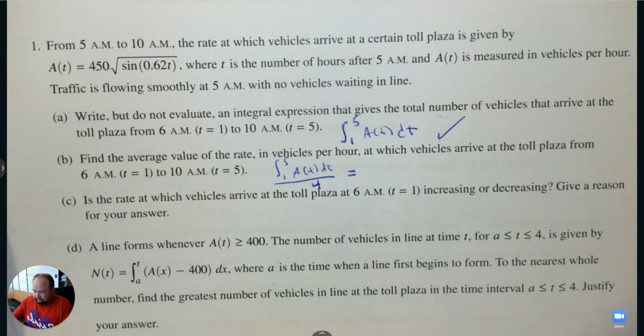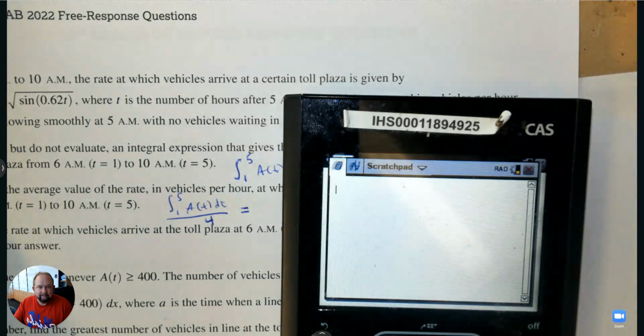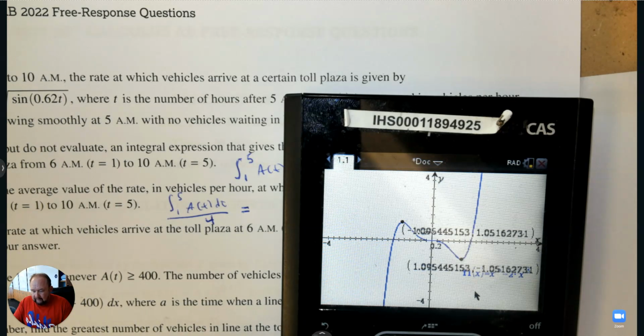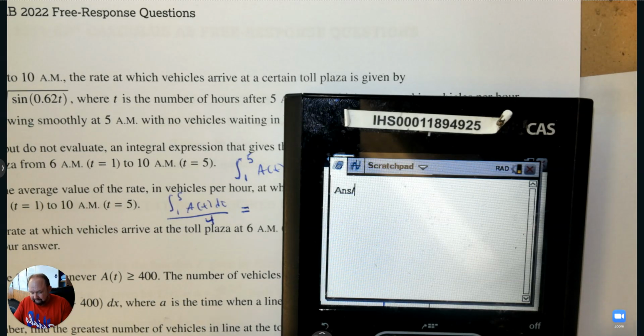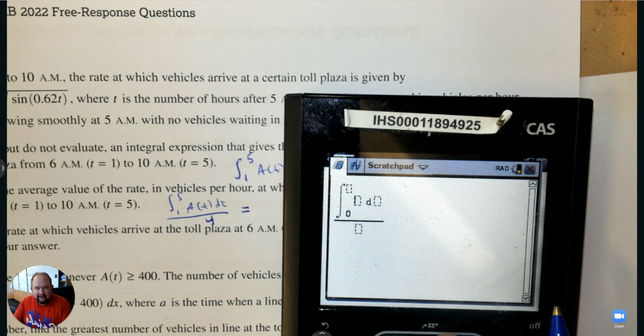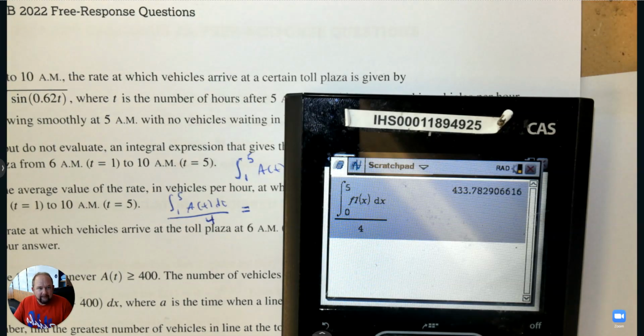Now we're going to type this in. Oops, I did that wrong. Let me go back. I wanted to go control divide. There we are. Then I'm going to go menu, calculus, and integral, and it goes from 0 to 5. We already typed it in, so it's F1 at x dx, and then 5 take away 1, that's 4. Control enter, and there you go.